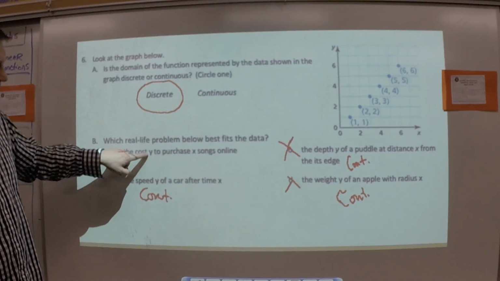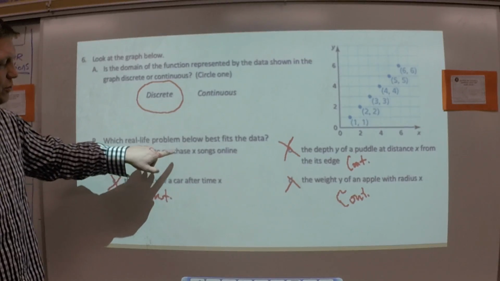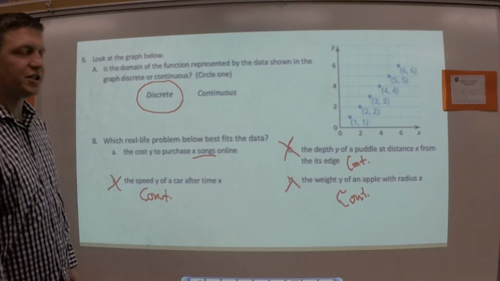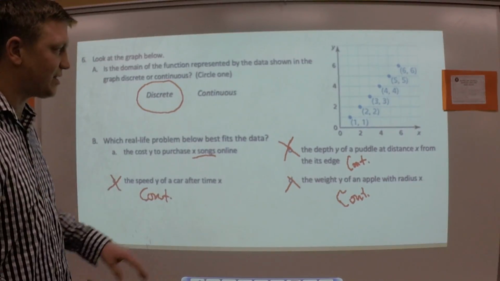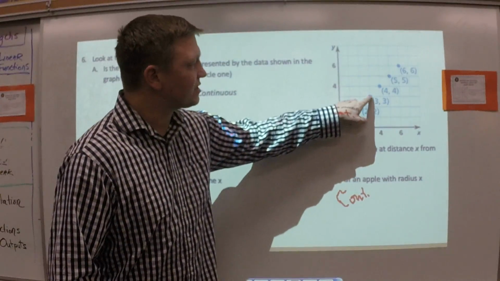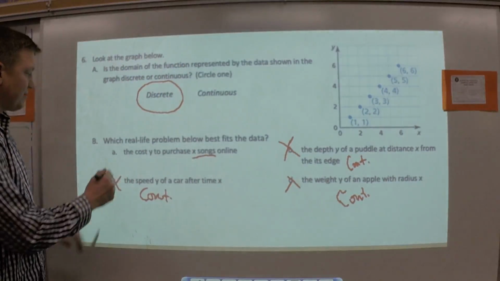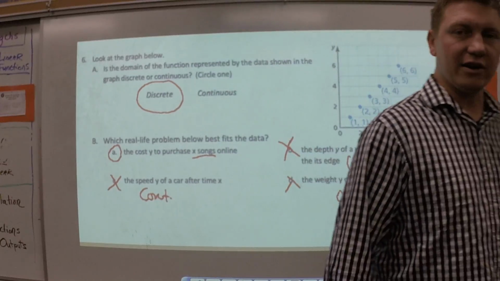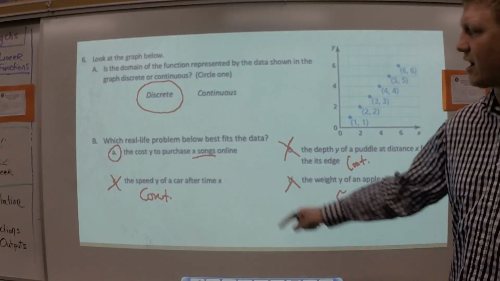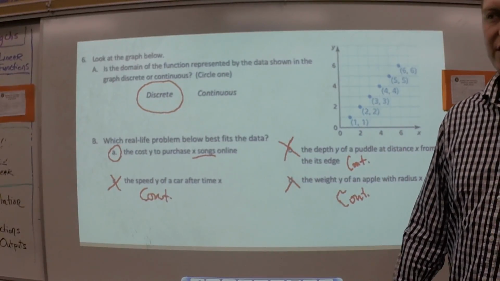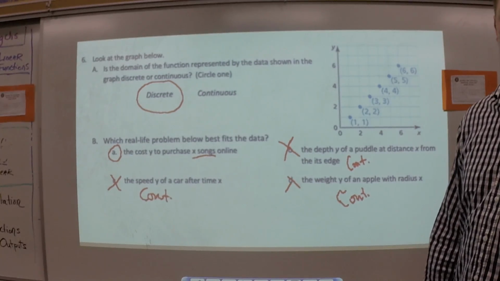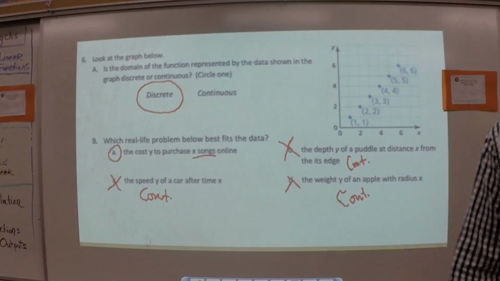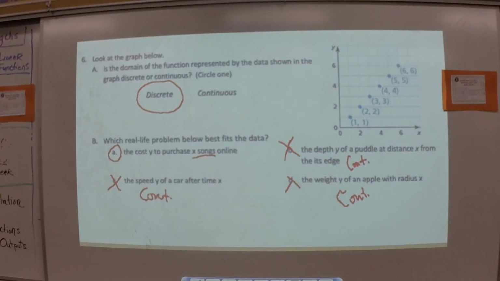This one is the cost y to purchase x number of songs. That sort of makes sense because you're going to purchase 1 song, 2 songs, 3 songs, right? Like this. 2 songs, 3 songs, 4 songs, right? Kind of makes sense. And they're approximately $1 a song or so, it looks like here. Which makes sense because you're not going to buy half of a song. You're not going to buy 3/4 of a song. You're going to buy 1 song and then 2 songs, all right? And that's kind of the idea behind this situation.